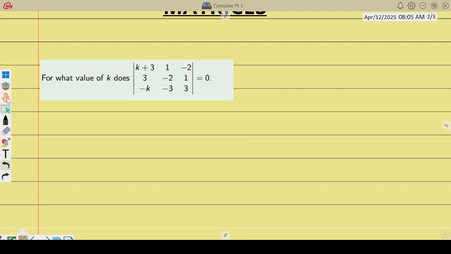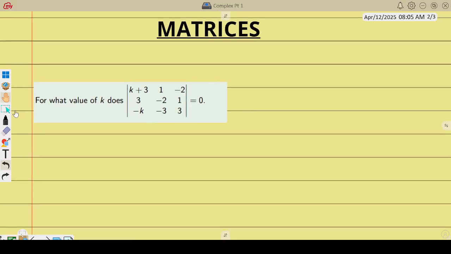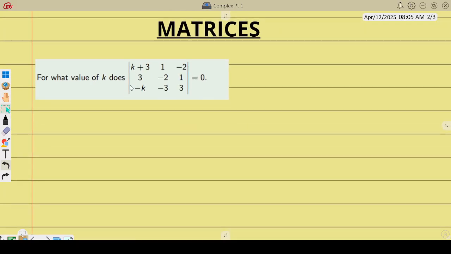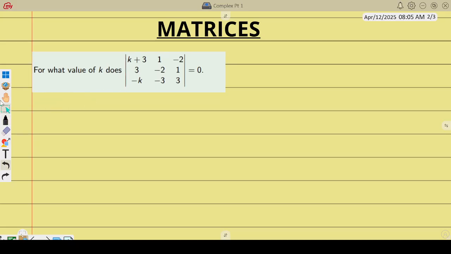So this is exam material. This is what they will ask you. Find the value of k. Ouch. I shouldn't have brought this. So finding the value of k, you know what to do.